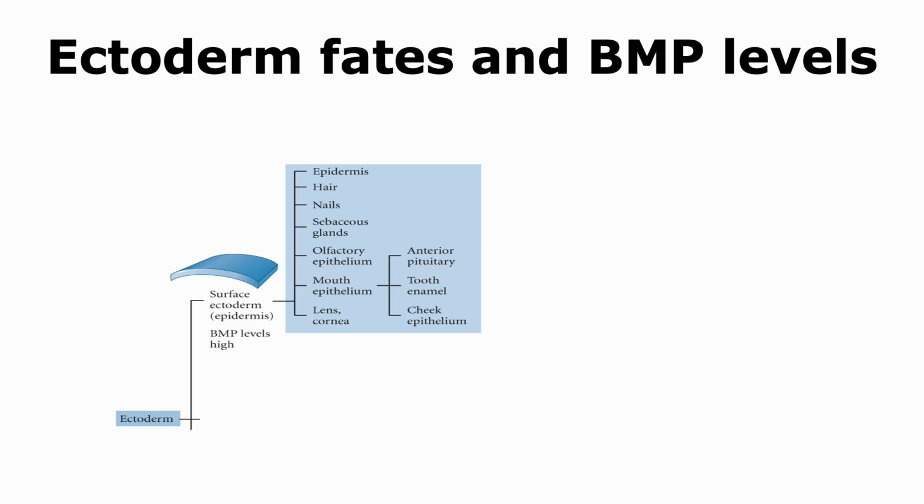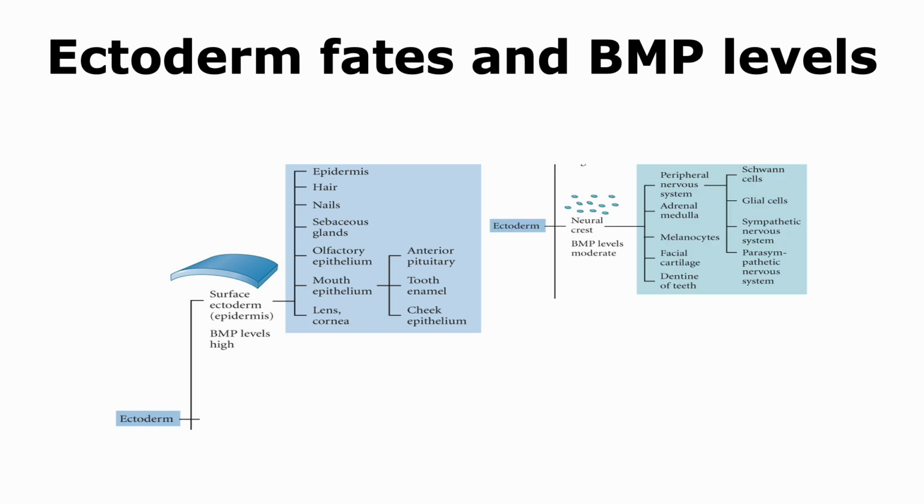Now, when we look at the ectoderm fates, they seem to be twined with BMP levels. So, as I said, the ectoderm can form the epidermis, which is the skin. And in those cases, the BMP levels are normally high in the regions that will become the epidermis.